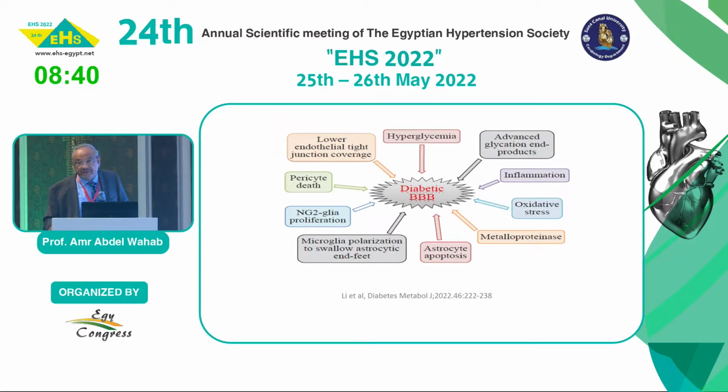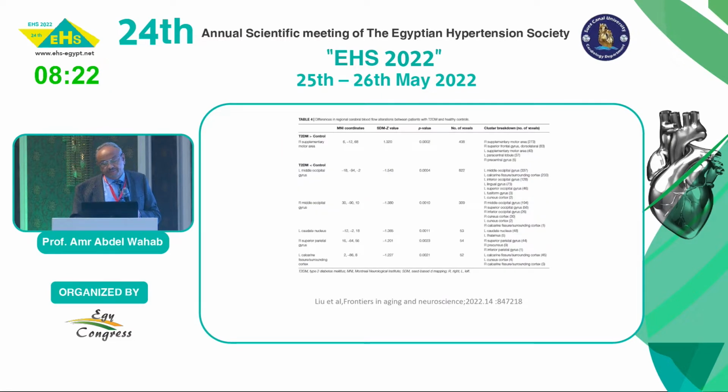In Alzheimer's disease also, in the presence of hyperglycemia, advanced glycated end products, inflammation, and other factors lead to blood-brain barrier dysfunction. Now we have covered diabetes, we'll go for hypertension.